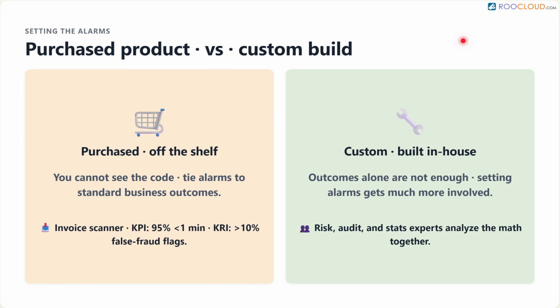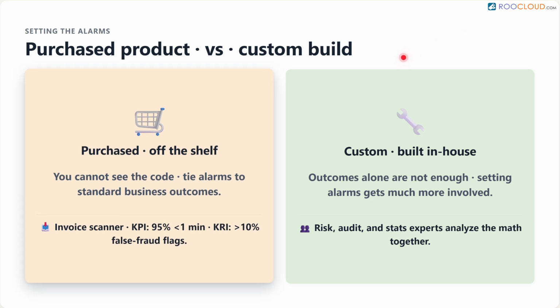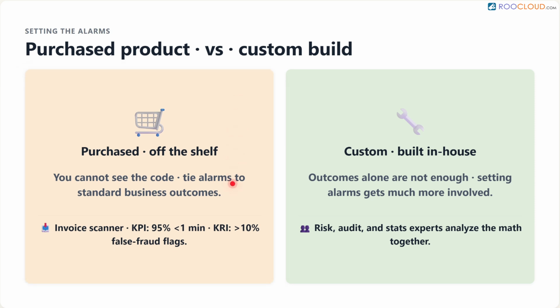The way we set these alarms depends heavily on whether we bought the software off the shelf or built it ourselves. Let us say you purchase an automated tool to scan incoming vendor invoices. Because it is a purchased product, you would tie your risk alarms to standard business outcomes. Your performance indicator might be processing 95% of invoices in under 1 minute. Your key risk indicator might be an alert if the tool starts flagging more than 10% of legitimate invoices as fraudulent, an error rate which would bring your accounting department to a grinding halt.